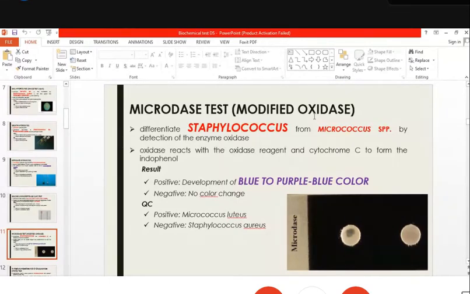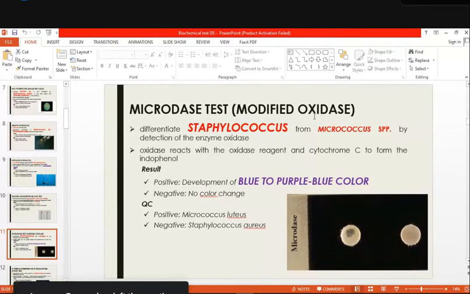So that in the presence of atmospheric oxygen, the oxidase enzyme reacts with the oxidase reagent and cytochrome C. You will always see, whenever we have an oxidase test, oxidase something, like spot test or whatever. The cytochrome C forms the indophenol, the colored compound, a blue to purple blue color on the disc. You saw the picture of our microdase disc after the introduction of the bacterial colony on the disc.